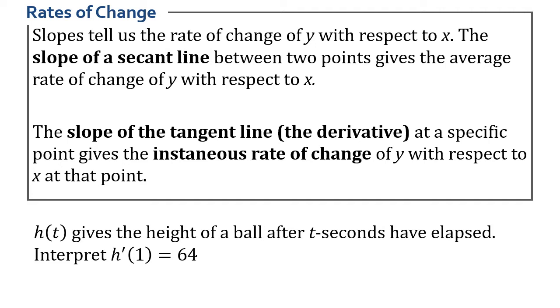h of t gives the height of a ball after t seconds has elapsed. Interpret h prime of 1 equals 64. Okay, so again, this is the slope of the tangent. If the height is the y values and the time is the x values, then the slope of that tangent is going to be the change in height, because it's the change in y, over the change in x, which is time.